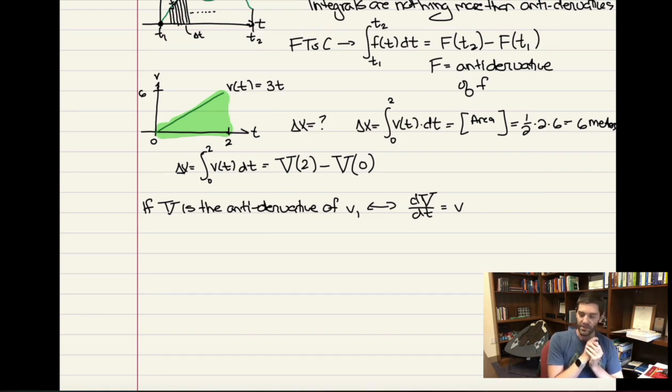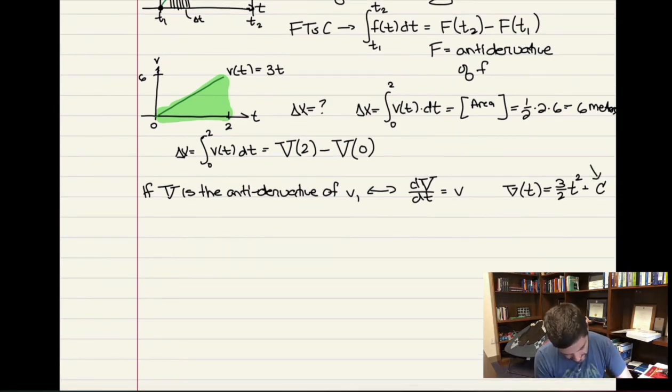So what this amounts to is we have to think of what is the function where if I took the derivative of that function, I would get little v, 3 times t. What function, when I take its derivative, will give me 3t? In this case, it is 3/2 t squared. And it turns out actually there's an overall constant. I'll just write this plus c, where this is a constant.